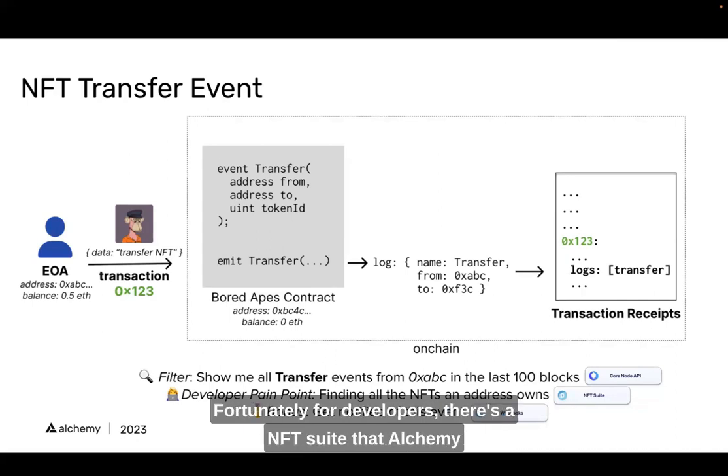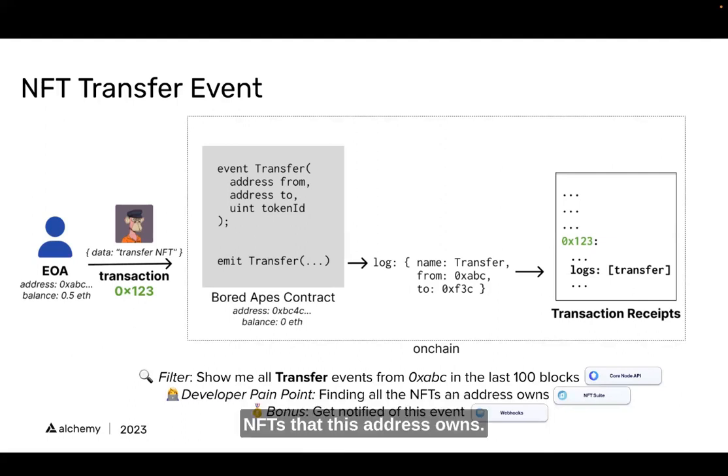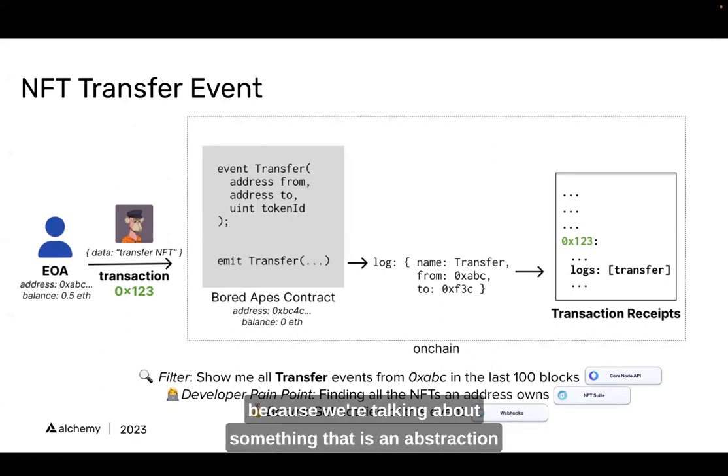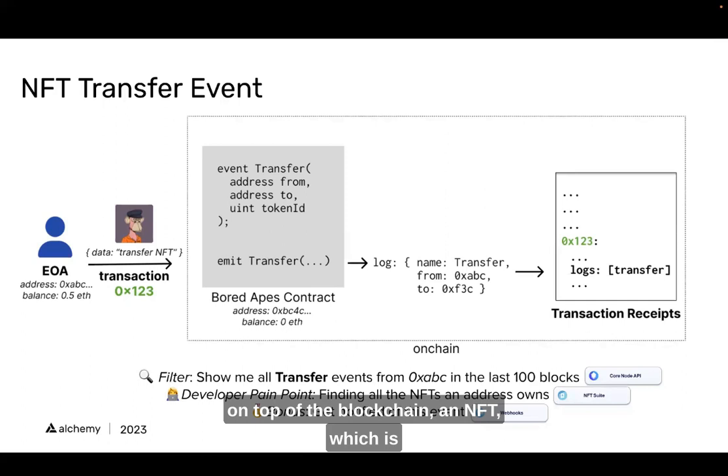Fortunately for developers, there's an NFT suite that Alchemy provides that allows you, within one method call, to look up all the NFTs that a particular address owns by just saying, give me all of the NFTs that this address owns. This developer pain point surfaces because we're talking about an NFT, an abstraction on top of the blockchain, which is not part of the core API. As a bonus, you could use webhooks here, which notify you when this event occurs, so that you can act on that event immediately if you need to.